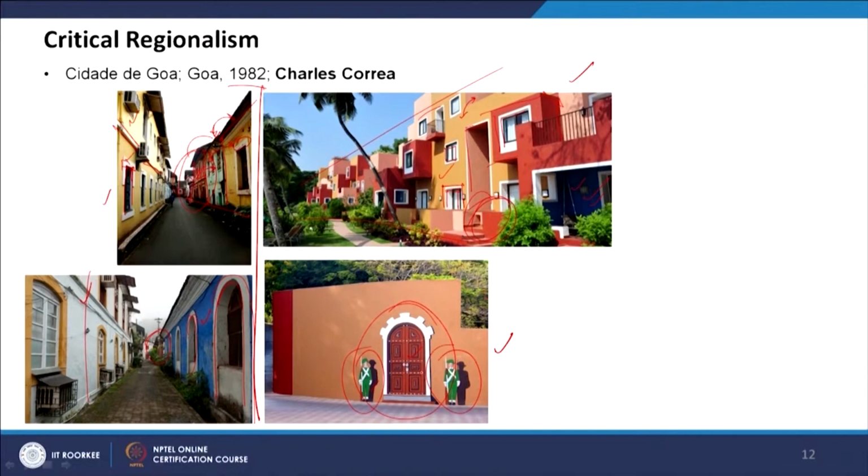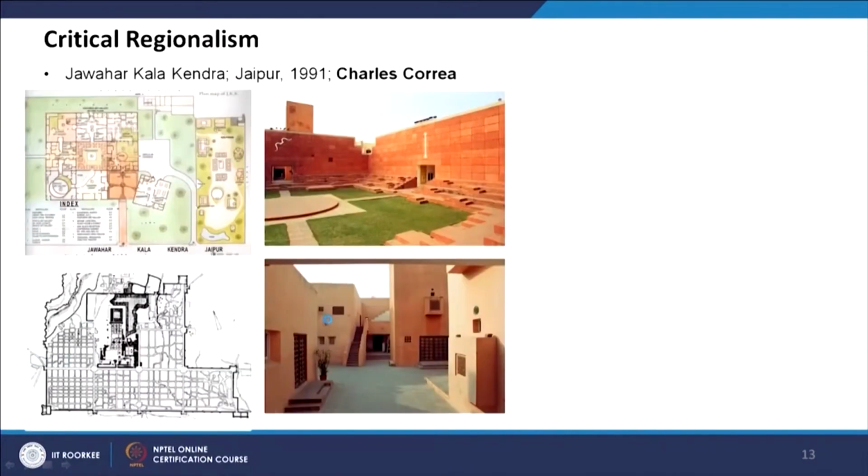So these elements of design are also added into that, and thus give a connection with the Portuguese colony in the design of this hotel. Now another design of Charles Correa's is the Jawahar Kala Kendra in Jaipur.